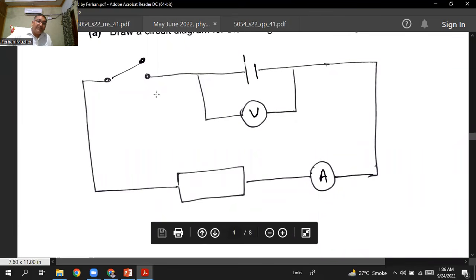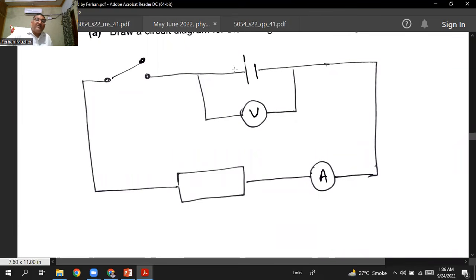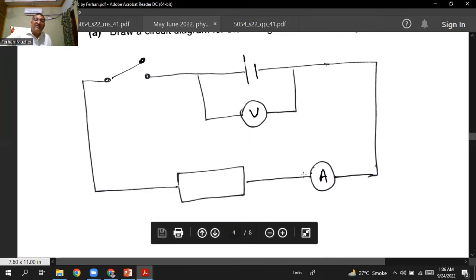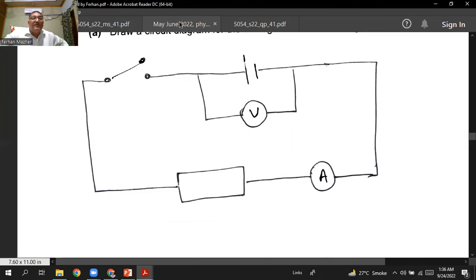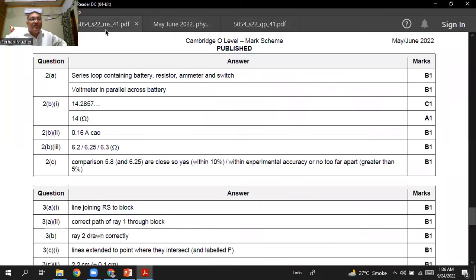Here you can see the positive side of the battery and the negative side. Parallel to the battery, we have a voltmeter. Here we have a switch, then we have a resistor, then we have an ammeter, and then the wire comes back to the negative terminal of the battery. So this is what you have to do.